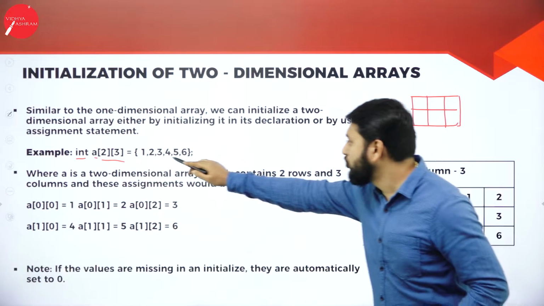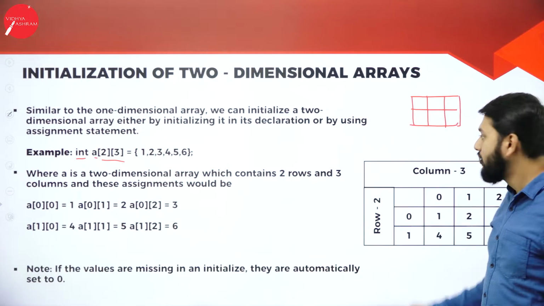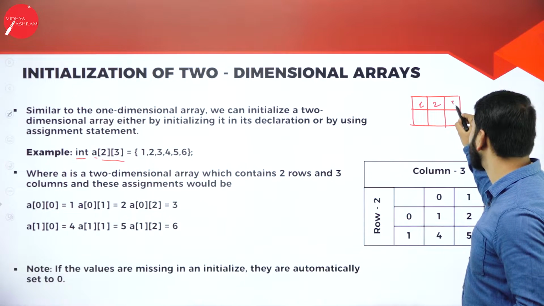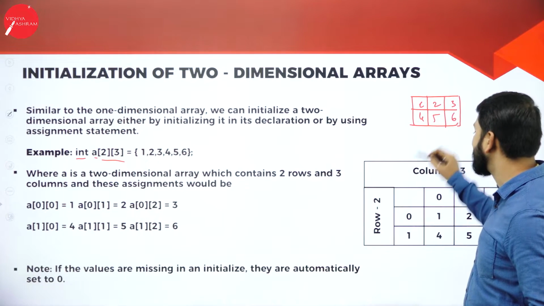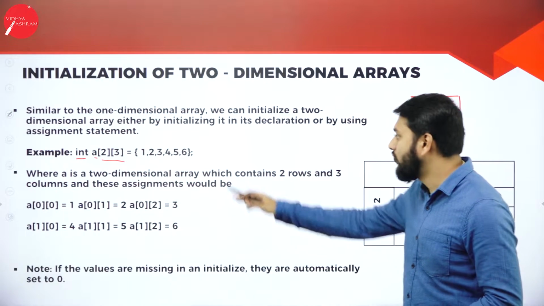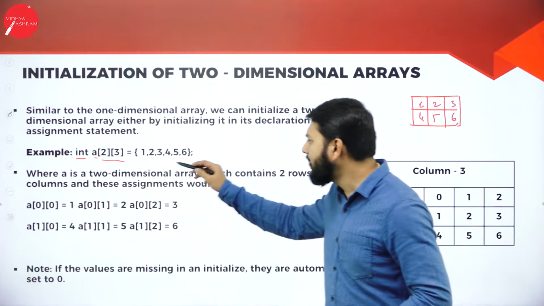So I have to store the values, right? So 1, 2, 3, 4, 5, 6. This is how I store the values. Flower brackets.